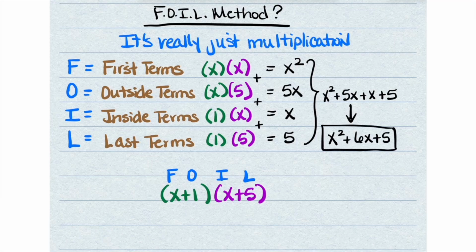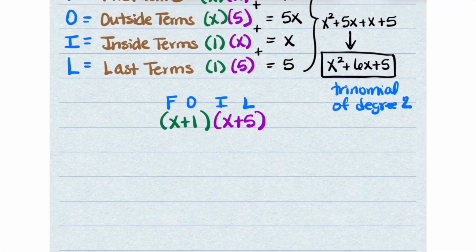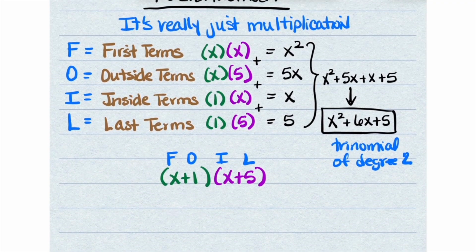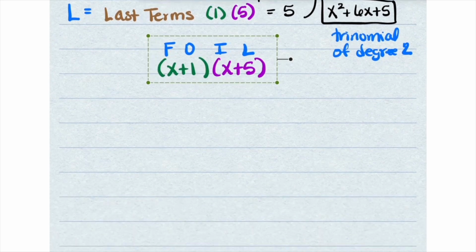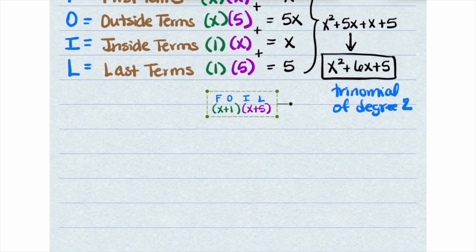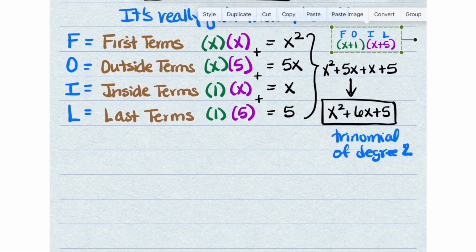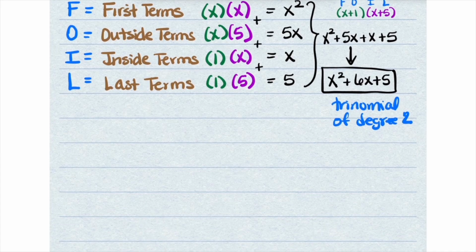This is a trinomial of degree 2. So whether you do the FOIL method or the distributive property, it's going to work. Don't think you have to do anything different. Until you can remember how it works, be okay with doing the distributive property. There's nothing wrong with that. Let's do another example doing the FOIL method.